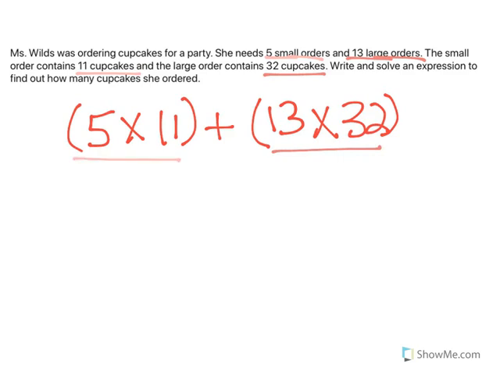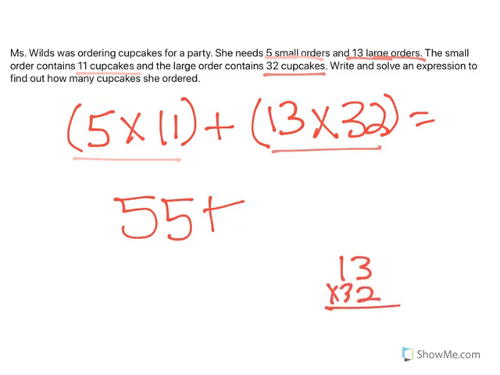So let's go ahead and solve. So again, according to PEMDAS, I do my parentheses first. So 5 times 11 is 55, and then 13 times 32. Let's go ahead and set up our problem. 2 times 3 is 6. 2 times 1 is 2. Add my placeholder. 3 times 3 is 9, and 3 times 1 is 3. Of course, I didn't leave myself enough room. 6 plus, and let's add these up together. So 6 plus 0 is 6. 2 plus 9 is 11. Carry my 1. And then 1 plus 3 is 4.